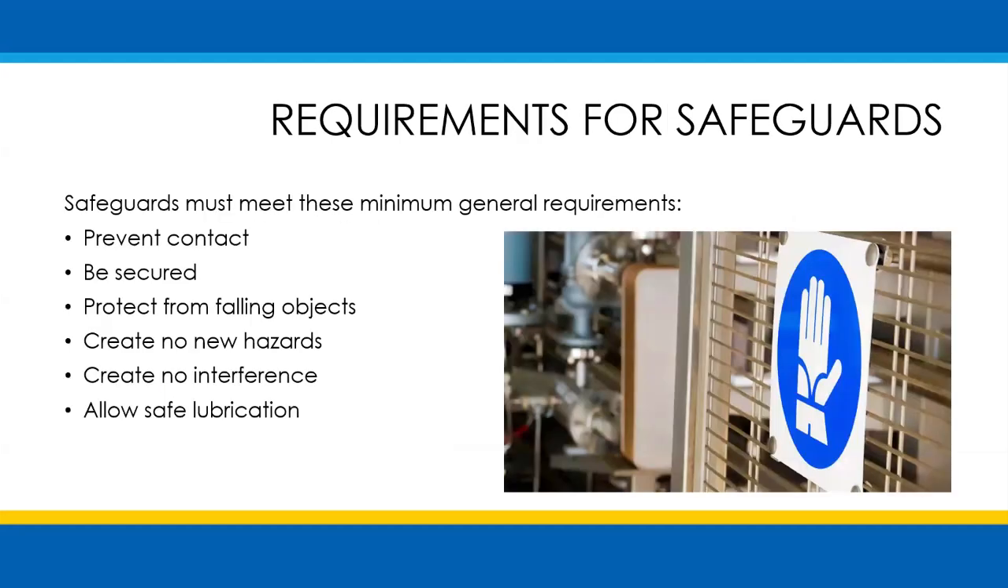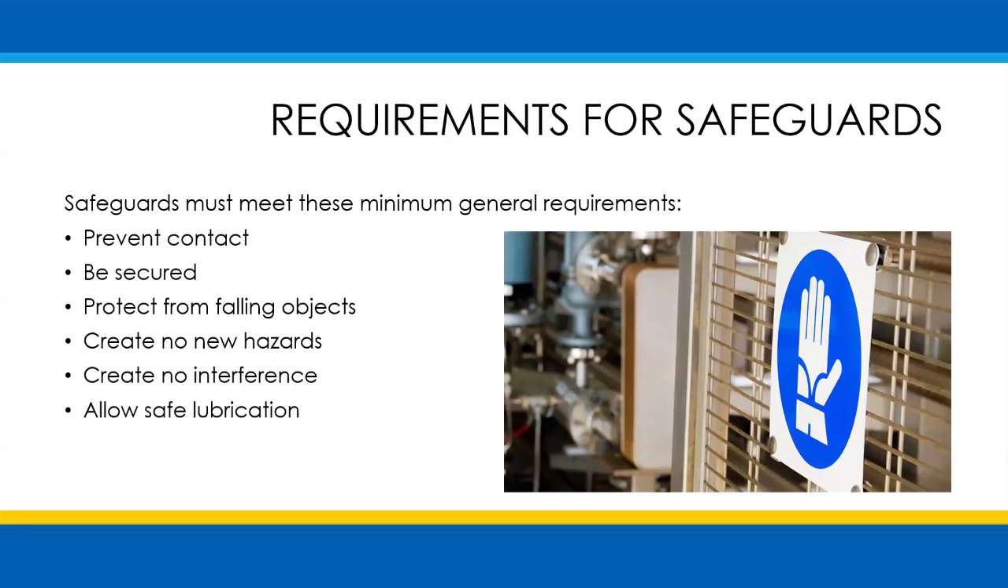All guards should meet these minimum requirements. The safeguard must prevent hands, arms, and any other part of a worker's body from making contact with dangerous moving parts. A good safeguarding system eliminates the possibility of the operator or another worker placing parts of their body near hazardous moving parts. Workers should not be able to easily remove or tamper with the safeguard, because a safeguard that can easily be tampered with is no safeguard at all.